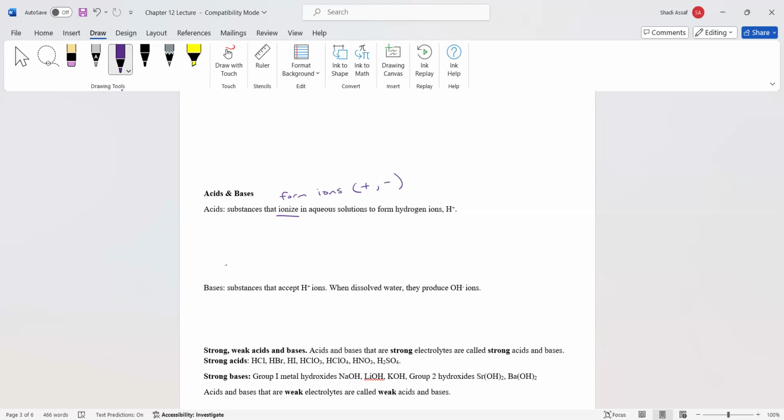So if you have something like HCl, it's a gas, hydrogen chloride gas, and if you dissolve that in water, that's the word aqueous, it will form H+ and chloride ion. So here it is. Here's your acidic component.